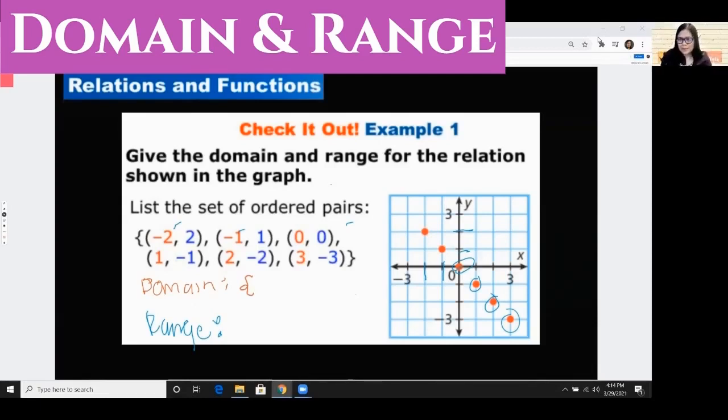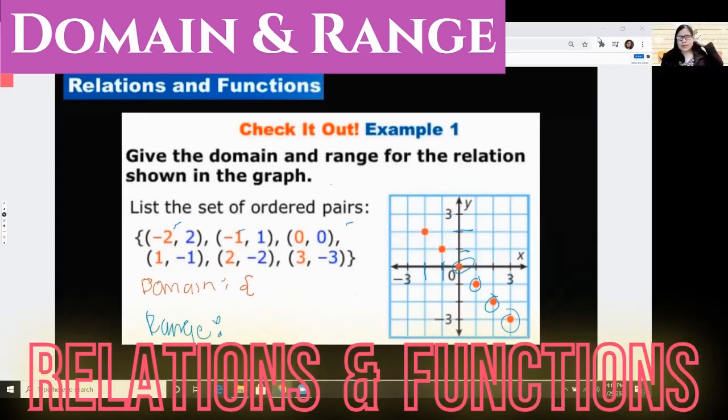So let us first define what is a relation and function. A relation is a set of two values. So for example, in a real life scenario, a mother and son is a relation. A teacher and a student, those are relations. As long as we have two values, those are relations. However, not all relations are considered as functions. There are also relations that are considered as non-functions. So that is one of our objectives. We're going to identify if the relation is a function or non-function.